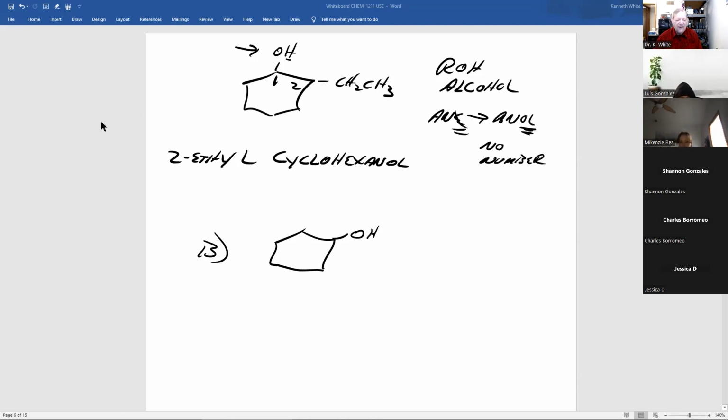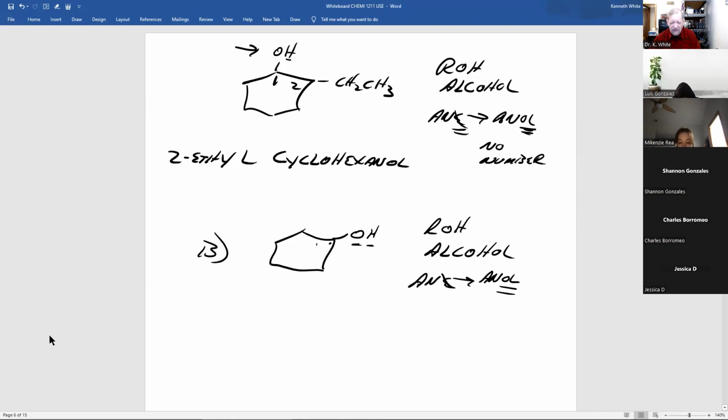All right. Look for what's different, what's not carbon, what's not hydrogen. Ooh, an oxygen with a hydroxyl group on a carbon. It's an alcohol. And name the ring as a cycloalkane, drop the E, replace it with OL, and no number is needed.